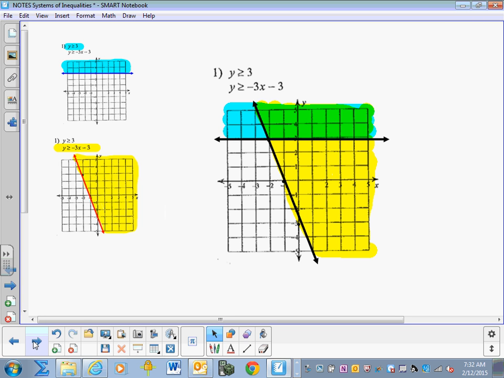When we graph the two inequalities on the same graph, we have a region that is shared by both inequalities. That region that they share is the solution. So the green region here is a solution for this system, meaning that any point in this region is a solution for both of these inequalities.